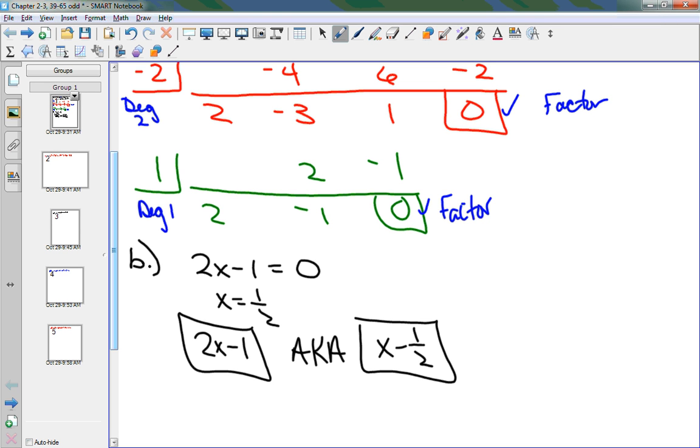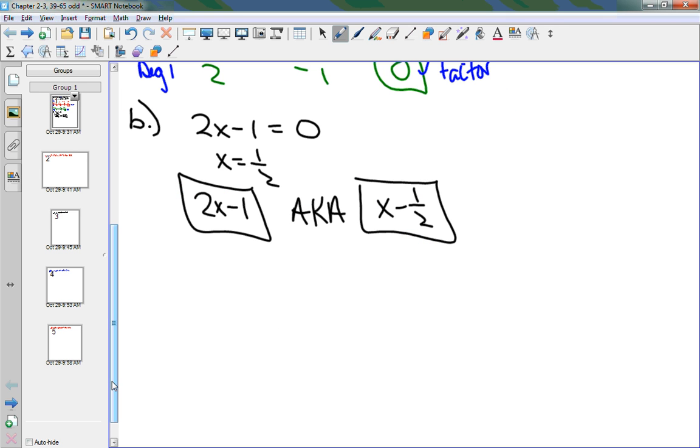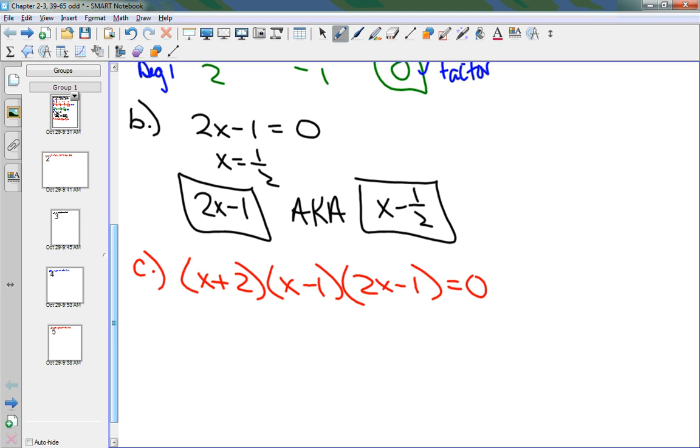Yes? Letter C says use your results to write the complete factorization. Well, the first factor that they gave us was x plus 2, correct? What was the second factor they gave us? And what did we find to be our third factor? 2x minus 1 was our third factor. So this is one factorization, or if you don't like that 2x minus 1, could you write it as x minus 1/2? I would accept either one of those. That's the complete factorization. Do we understand that?